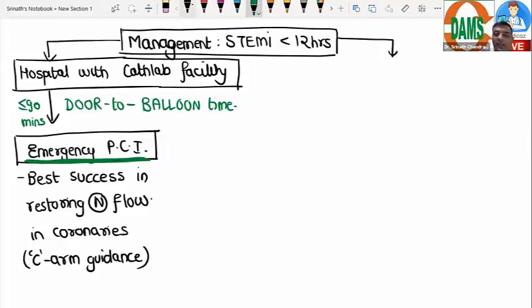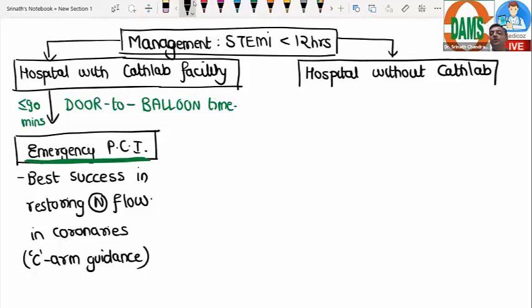But still in India, there are many situations when the patient has reached a hospital without the cath lab. So the patient has reached a nursing home, or a primary health center. What should you do? Hospital without cath lab. First thing you have to check is Google Map. If the patient can be transferred within 30 minutes to a center with cath lab, shift the patient.